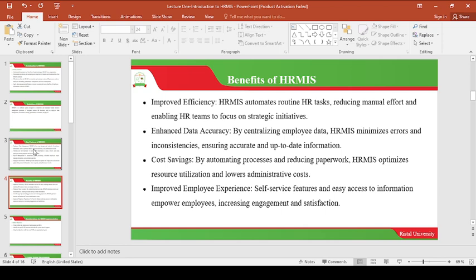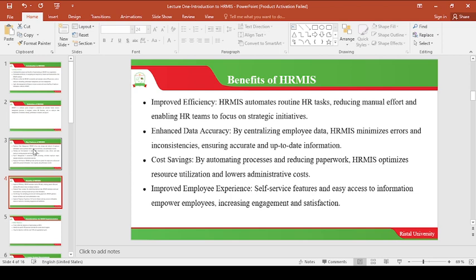The next one is cost savings. By automating processes and reducing paperwork, the human resource management information system optimizes resource utilization and lowers administrative costs. The administrative cost in terms of data loss is going to be lowered. Administrative costs in terms of buying these hard copies, the photocopying paper etc. is going to be reduced, because with the system you don't need to actually buy.